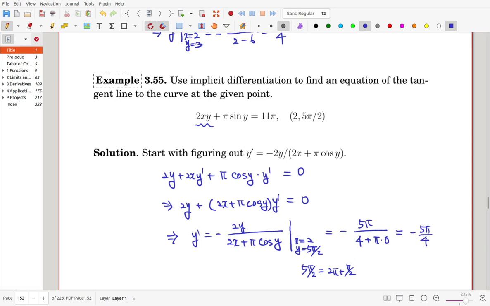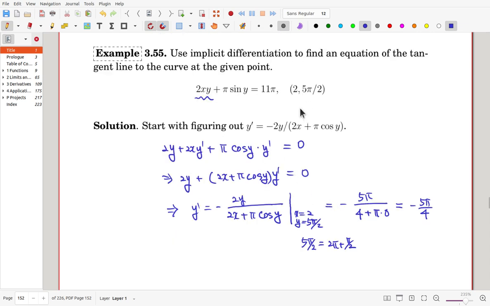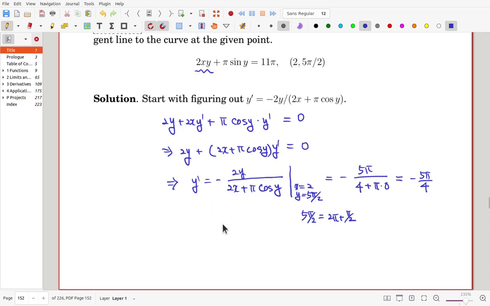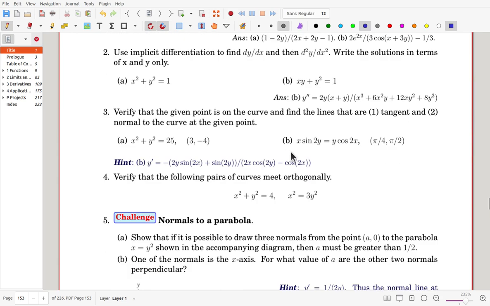Okay, that's the slope. So we found the slope and the point is given. So the point-slope form of the tangent line becomes y minus y0, which is 5 pi over 2, equals the slope, minus 5 pi over 4, times x minus x0. So that's an equation of the tangent line. Okay, this is the end of the section.